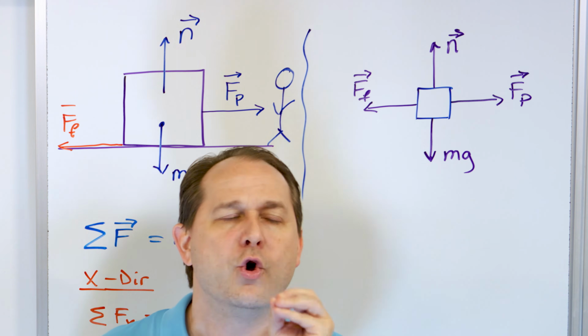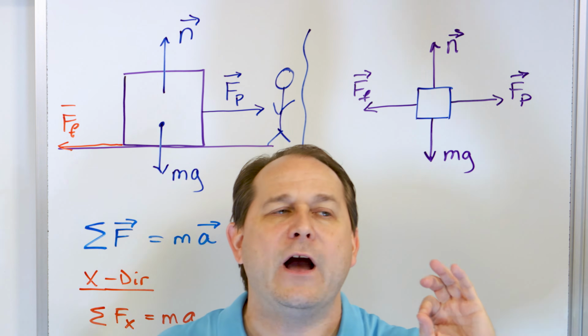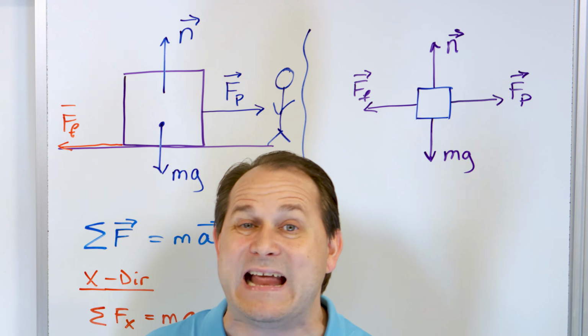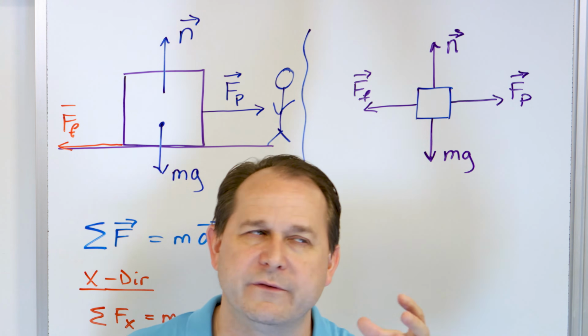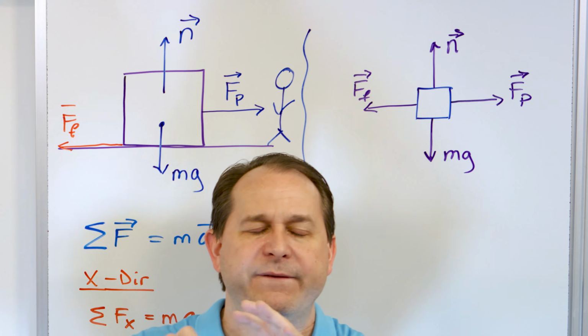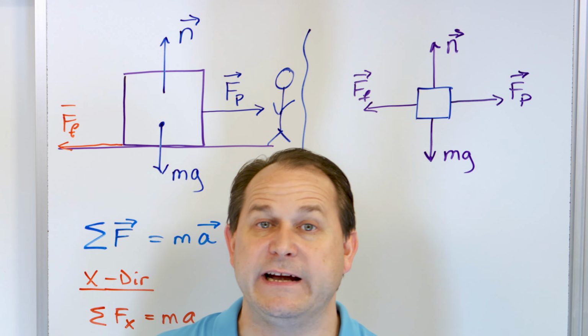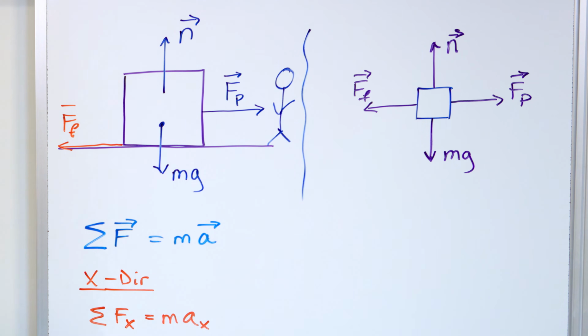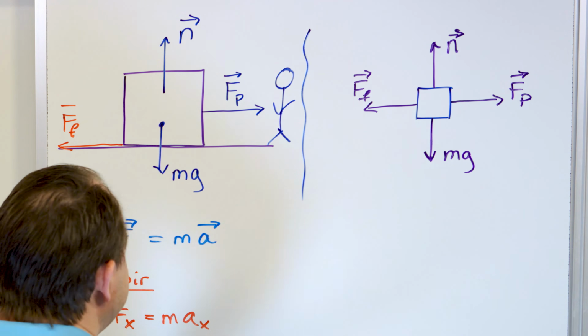Because remember, once things start moving, they always tend to move forever and ever unless acted upon by an outside net force. So once you get the box moving, if there are no net forces acting on it anymore, it's going to keep moving. So it's moving at a constant velocity. All right, so then let's take a look in the y direction.